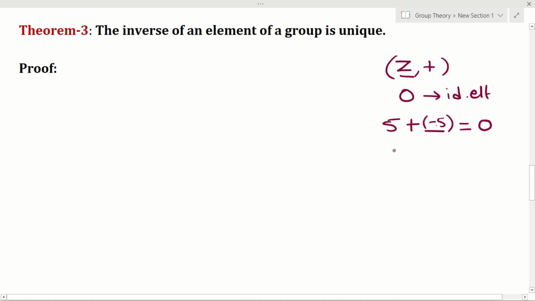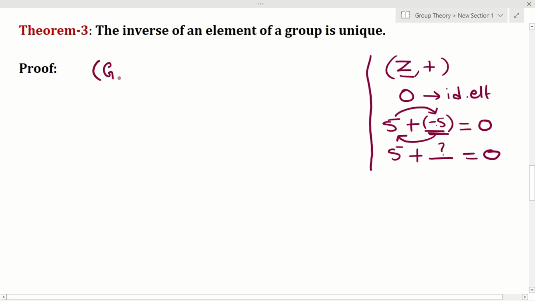And again the question is whether we get any other number other than minus 5 so that I get the identity. Is there any other number? No. Minus 5 is the one and only one number. Therefore minus 5 is the inverse of plus 5, or we can say 5 is the inverse of minus 5. Therefore we have only 1 inverse. Again, we shall prove this.